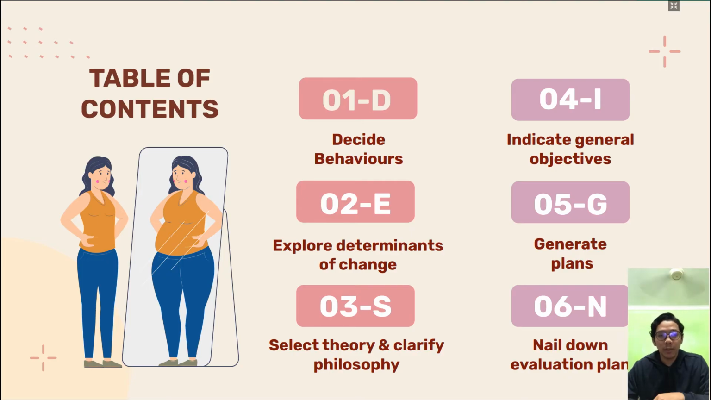Okay, so in the table of contents, we have D.E.S.I.G.N: decide behaviors, explore determinants of change, select theory and clarify philosophy, indicate general objectives, generate plans, and nail down evaluation plan.